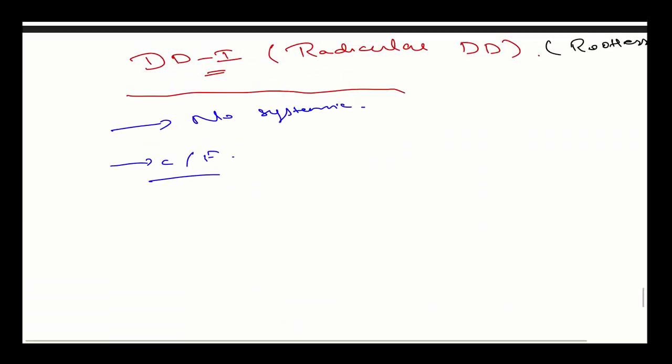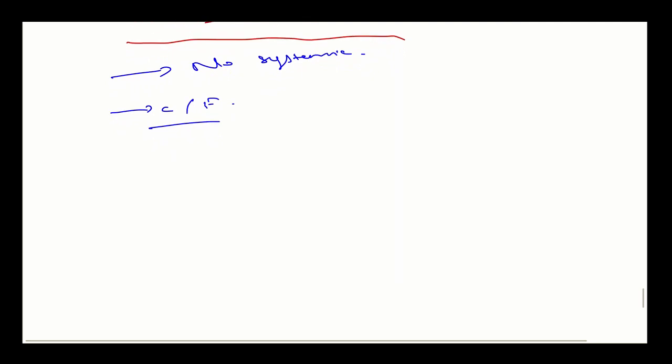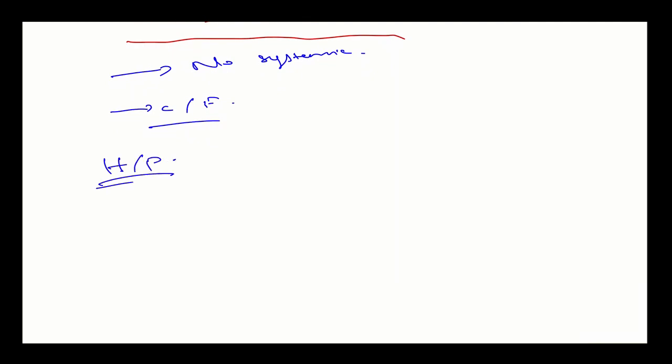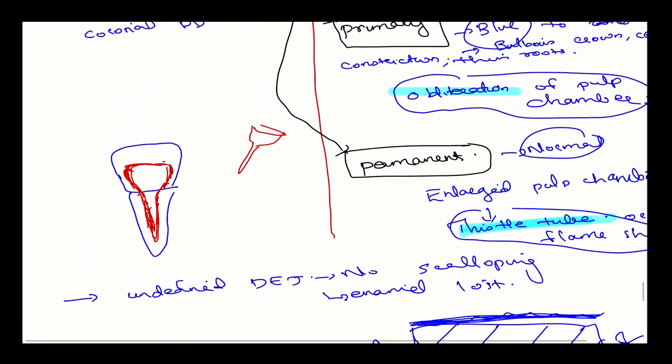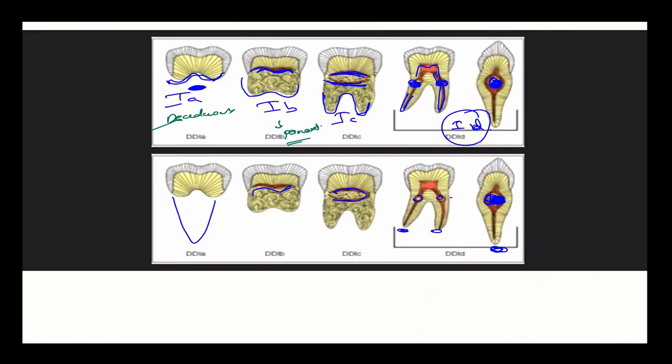Radiographically, now more importantly, I'll discuss histopathology here. Dentine dysplasia type 1 has a very important histopathological feature. One more thing I want to add is the periapical radiolucency, which is also a radiographic feature. Pulp stones can be seen, but they will not be very prominent in the radiograph. More important is the periapical radiolucency.